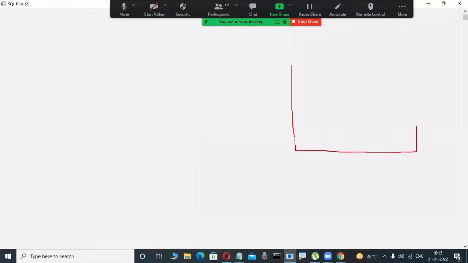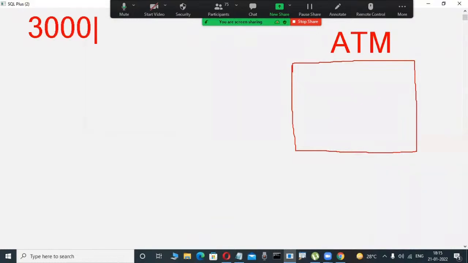This is an ATM machine, for example. I'm telling one scenario. Now, what is my balance in my account? 3000 is the balance. Today I have decided to withdraw some amount, for example. Suppose I'm going to the bank. This small scenario is easily understandable, even for a non-technical person.